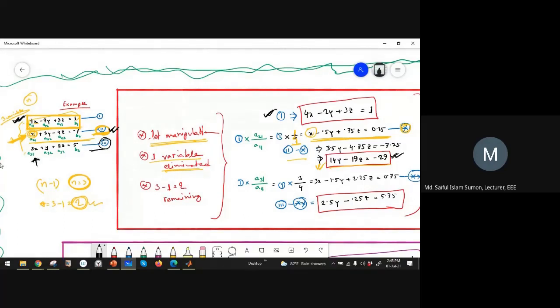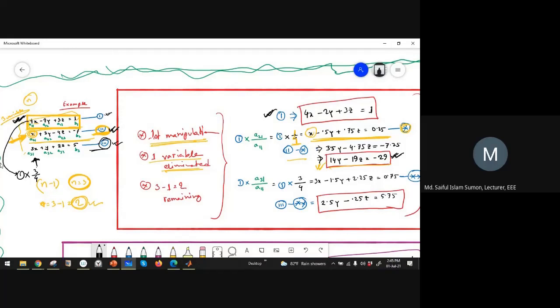How can we do that? With the help of equation 1, we will simply multiply equation number 1 by 3 and divide it by 4. If I do so, then both equation 1 and equation 3 will have 3x. Both of them will have 3x.